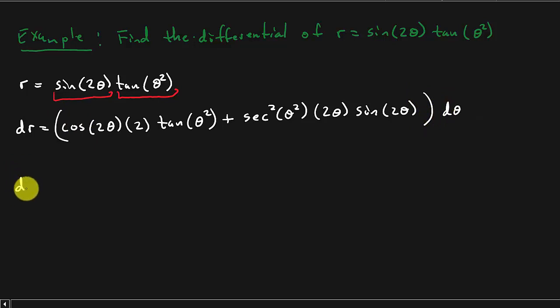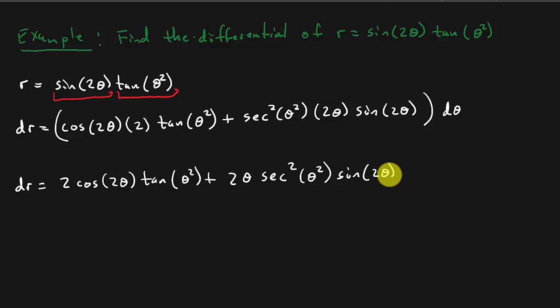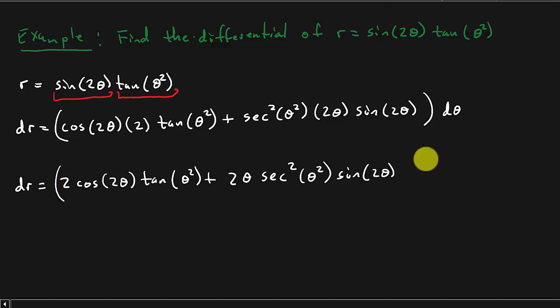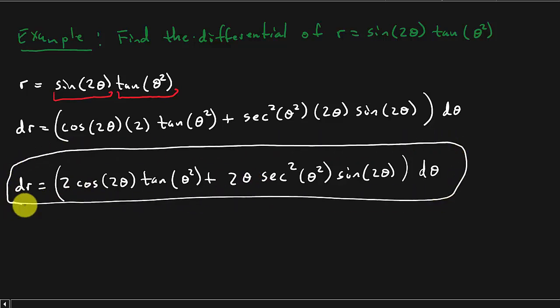We're finding the differential. So dr is going to be 2 cosine 2 theta tangent theta squared, plus 2 theta secant squared theta squared sine 2 theta. And honestly, I don't think there's much you can do with this. Times d theta, forgot the d theta. I mean, if you wanted to, you could factor out a 2, but there's no need in that. So we'll just leave it like that. All right, so there's your answer.